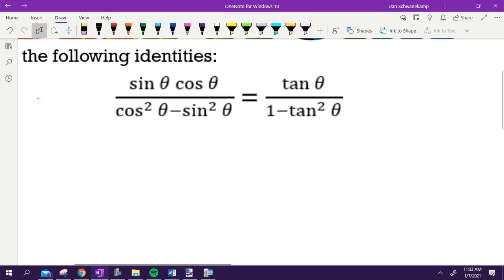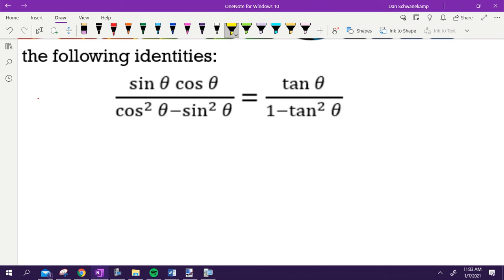Here we go. Establish the following identity. As you look at that, which side do you think is more complex? That's okay no matter which side you pick. I'm going to pick the right. What about the right side makes it a little bit more complex? It's got tangent. And I don't really want to make sine become tangent. I'd rather make tangent become sine.